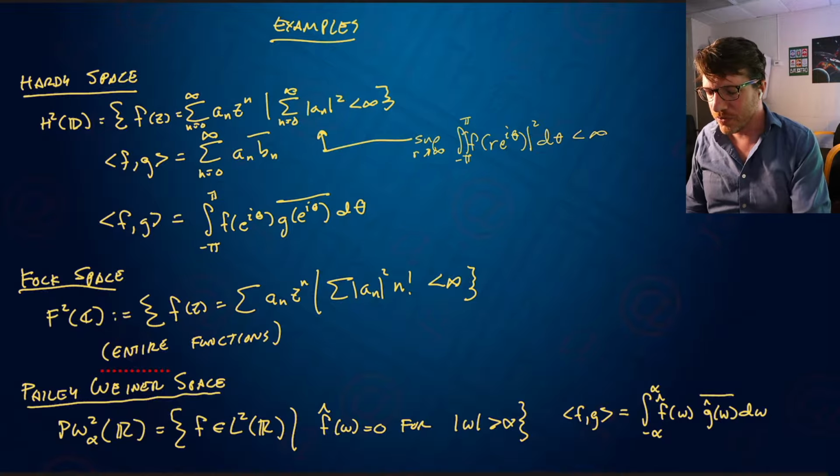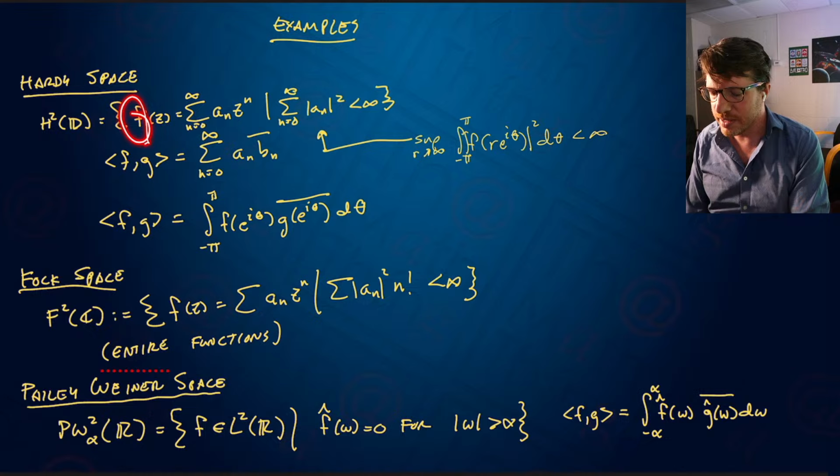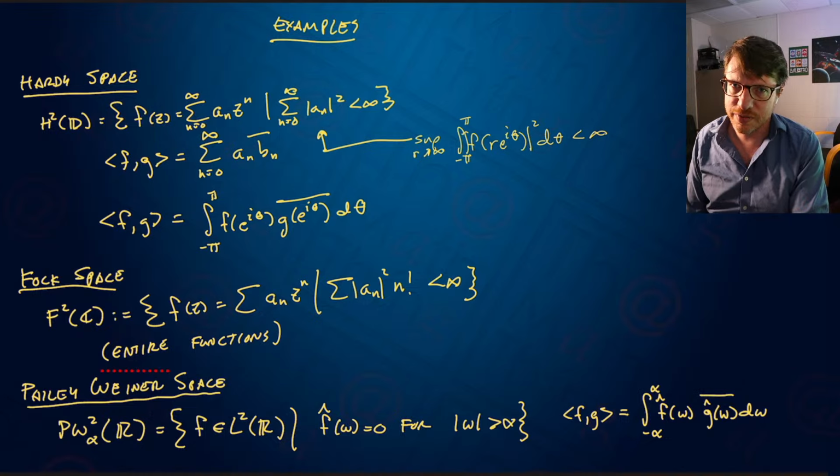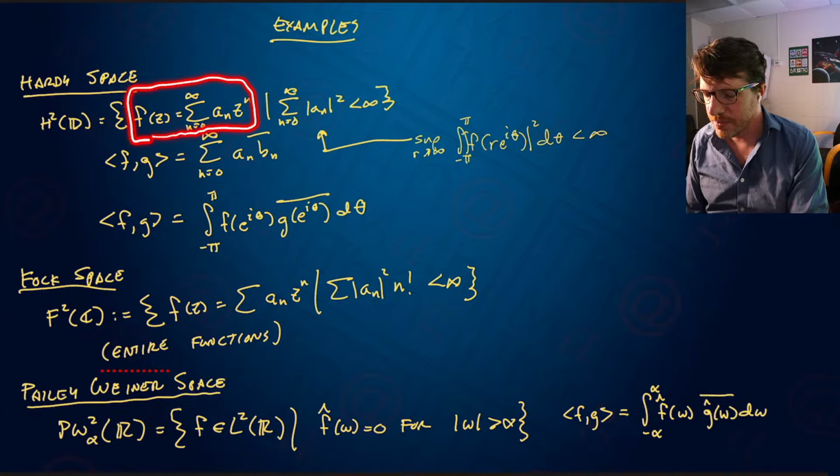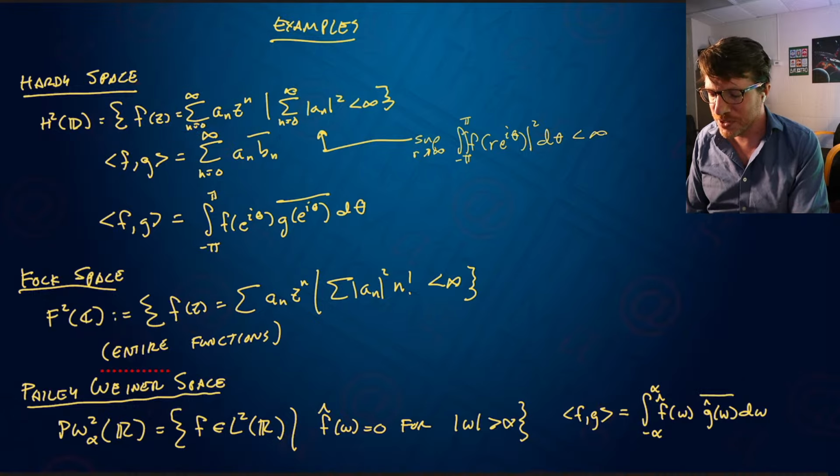For instance, we have the Hardy space. The Hardy space itself is a collection of functions on the unit disk of the complex plane, and the easiest way to define them is this way: we take basically any function representable as a power series, and we say that the coefficients from that power series are square summable.